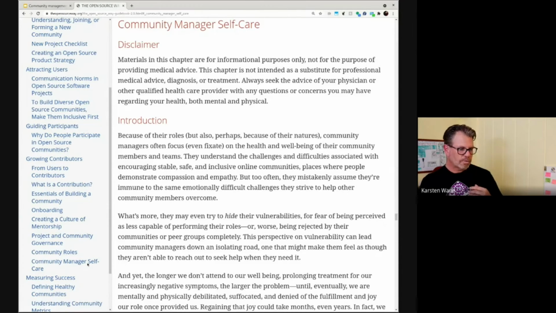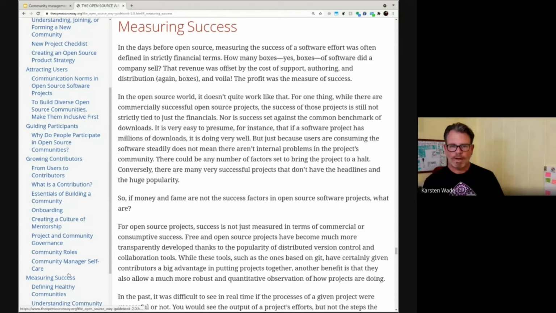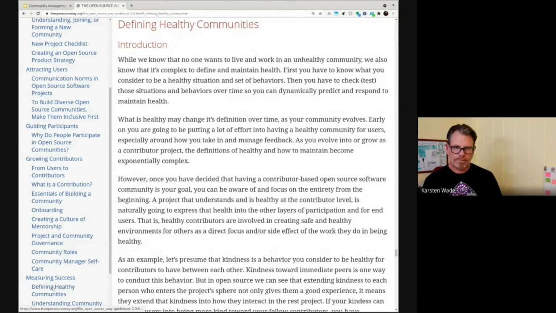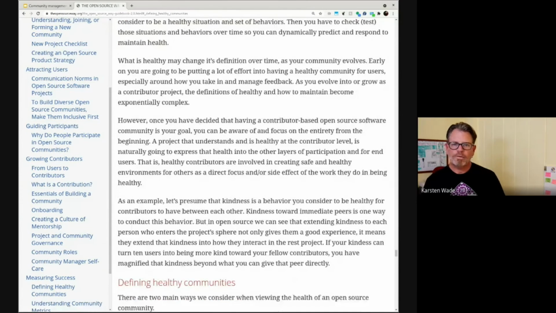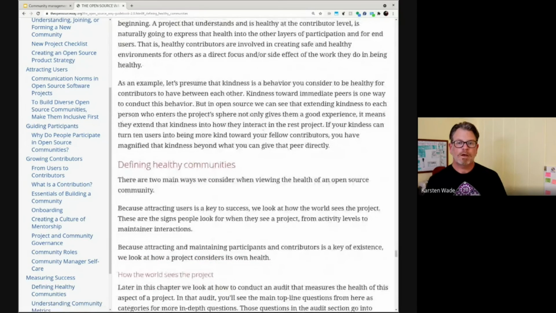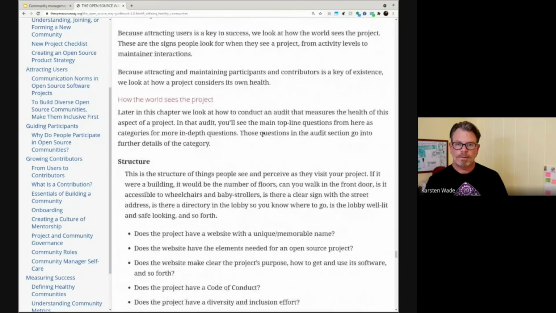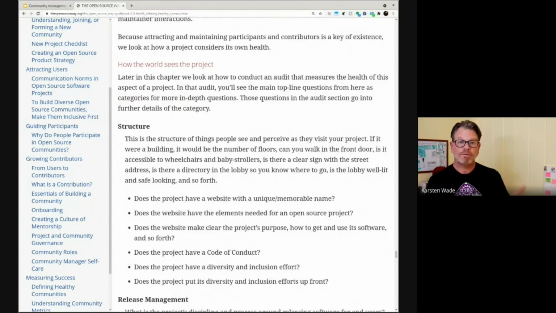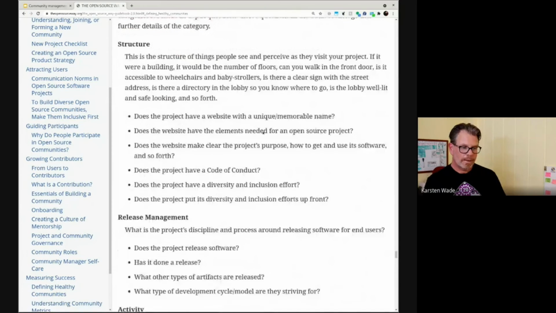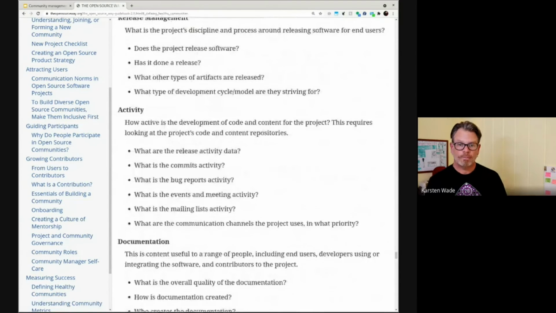So next we get to measuring success, which is the final section in the guidebook. It encompasses the life cycle of a project and the metrics you can use to keep track of the health and accomplishment of your community. And it opens with defining healthy communities, which helps you understand what a healthy open source community looks like, coming from a high level right down to sort of hands-on inquiries. And these inquiries take apart and consider many aspects of a project as viewed from the outside looking in and from the inside of the project looking at itself.